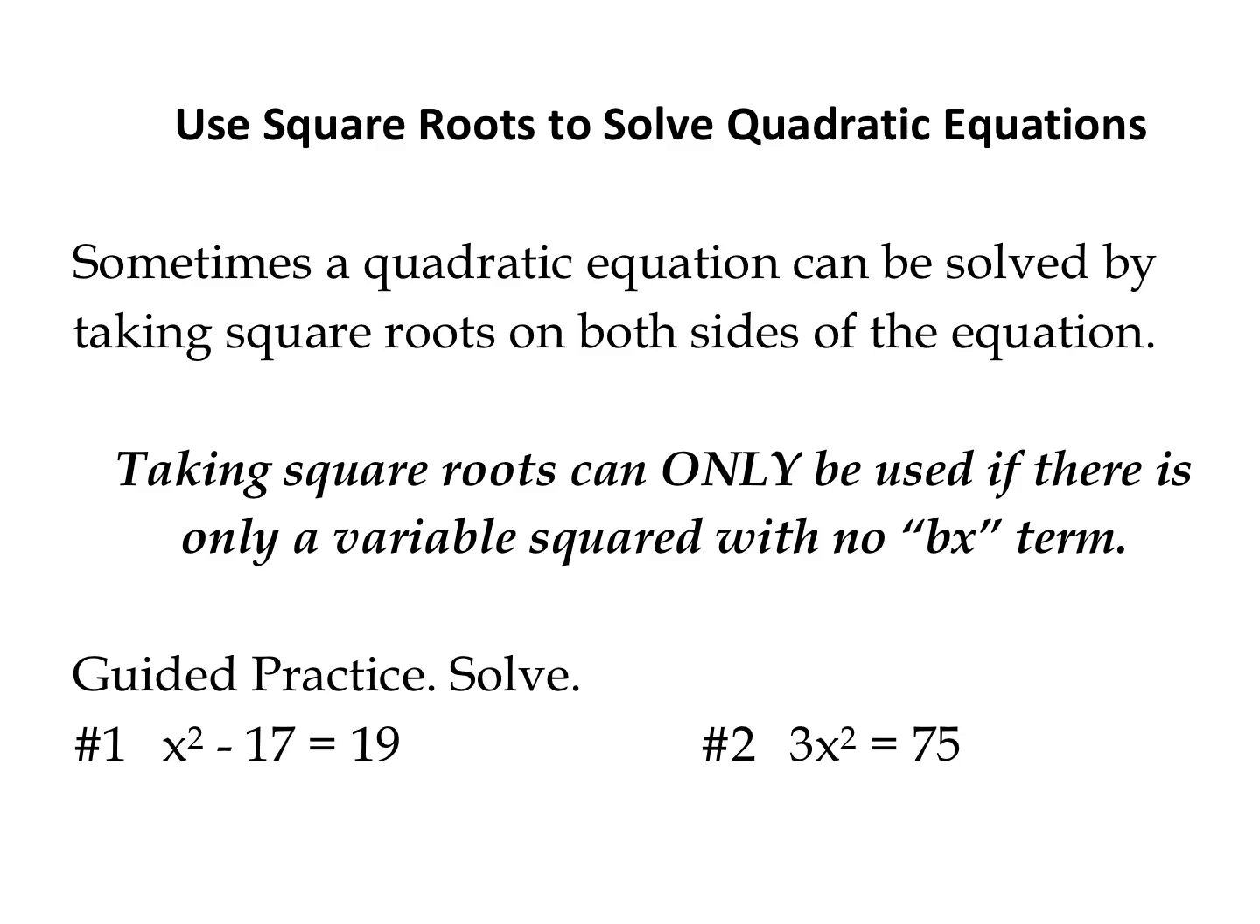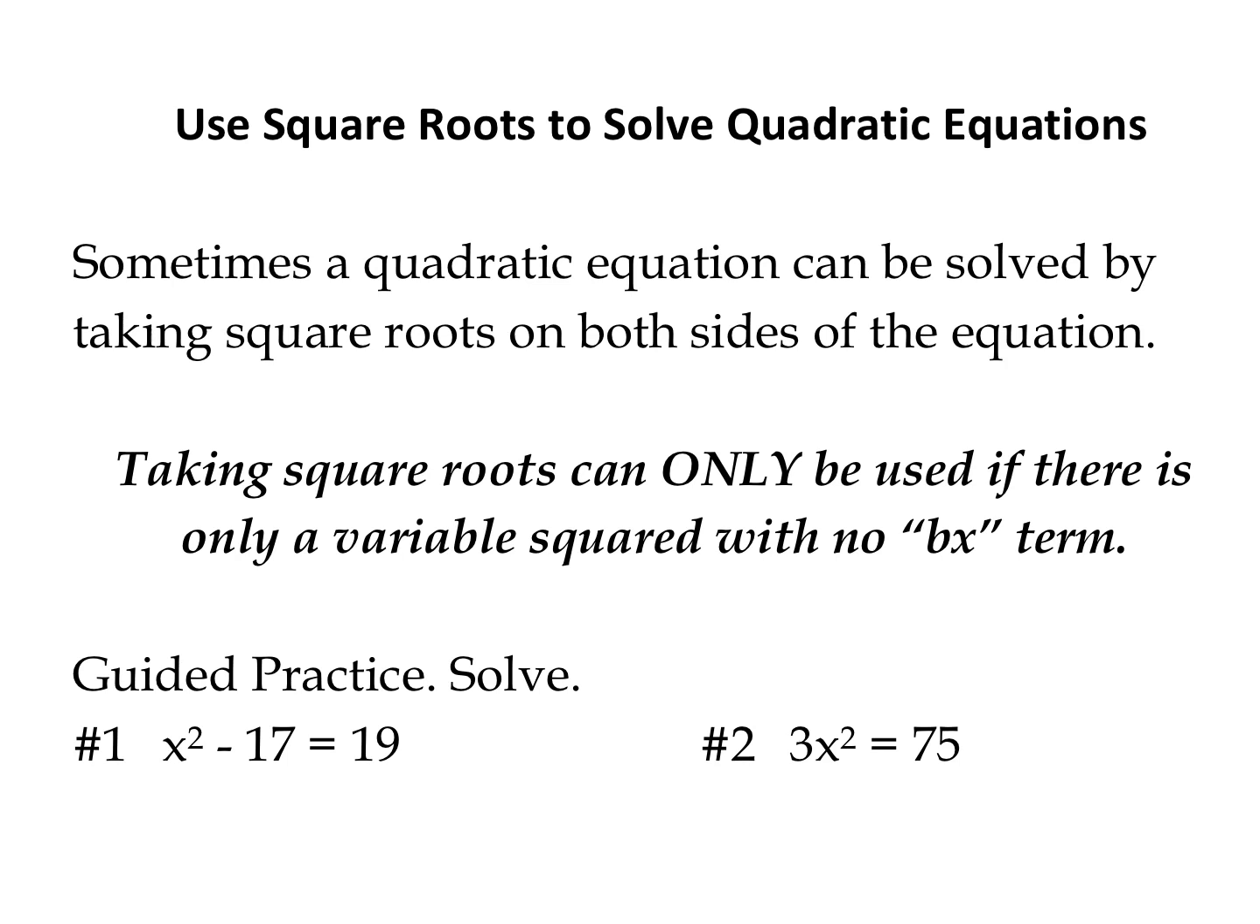In this lesson, we're going to learn about another method for solving quadratic equations by taking square roots on both sides of the equation. We can use this method only if there's a variable squared with no bx term. This is very important. Only use this method if you have the quadratic equation with your x squared and no bx. Remember, ax squared plus bx plus c. If that bx is 0 and it's not there, then you can use it.